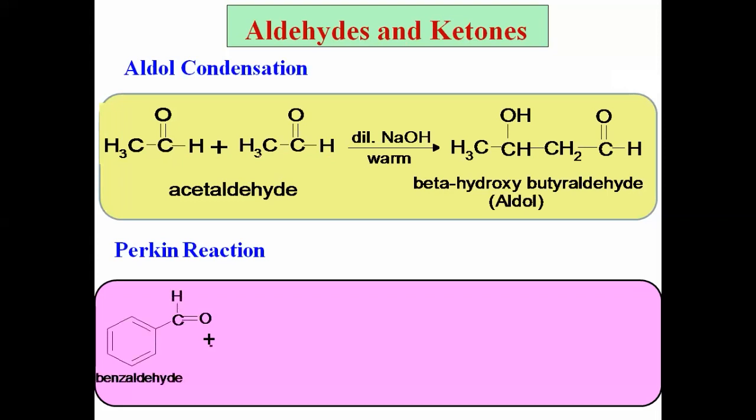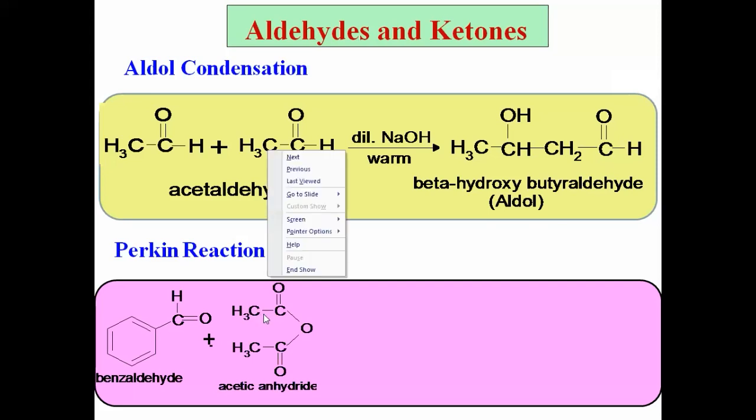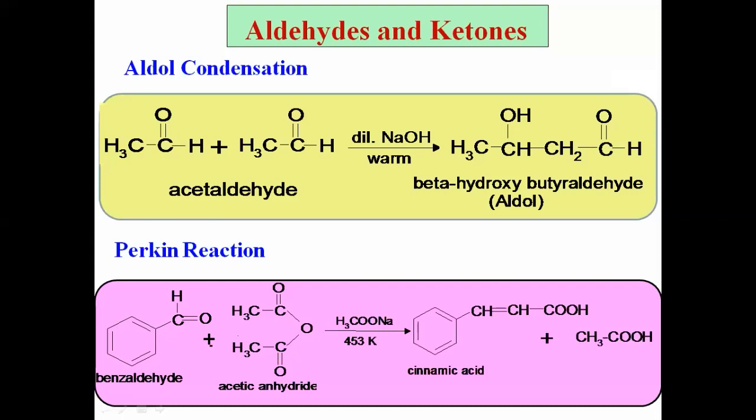Second one is the Perkin reaction. This reaction is shown by aromatic aldehyde. When benzaldehyde, an example of aromatic aldehyde, is treated with acetic anhydride, the reaction is carried out in presence of sodium or potassium salt of acid. Two molecules undergo condensation and we get the corresponding alpha beta unsaturated acid, and this reaction is called Perkin reaction. These are important reactions shown by carbonyl compounds.